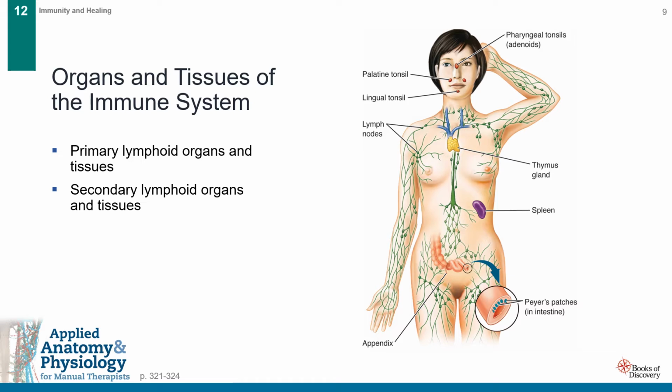The primary lymphoid organs and tissues that produce lymphocytes include the red bone marrow and the thymus. The secondary lymphoid organs and tissues are the sites where the majority of specific immune responses occur. These organs include the lymph nodes, the spleen, and the unencapsulated masses of lymphoid tissue, such as the tonsils and Peyer's patches.